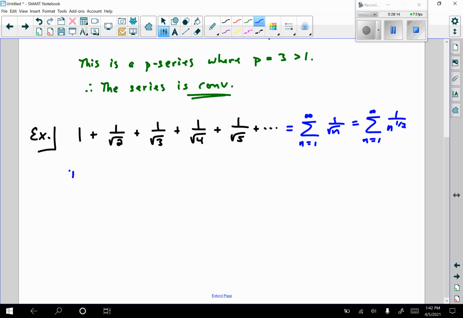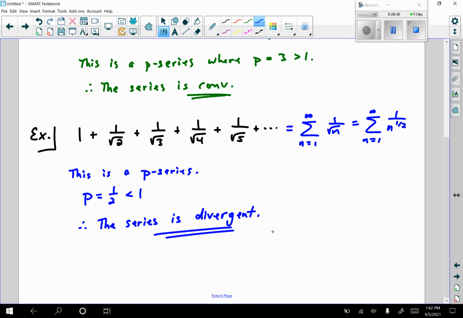And again, this is a p-series. But what is p in this case? It's equal to 1/2. How does that compare to 1? It's less than. Therefore, in this case, the series is divergent. Because p is less than 1. Those are nice ones to work with.